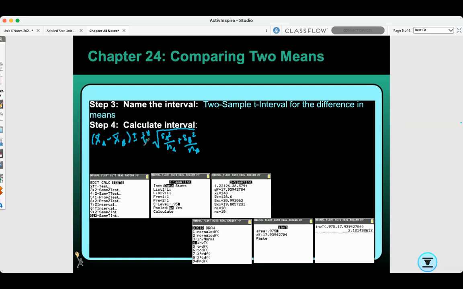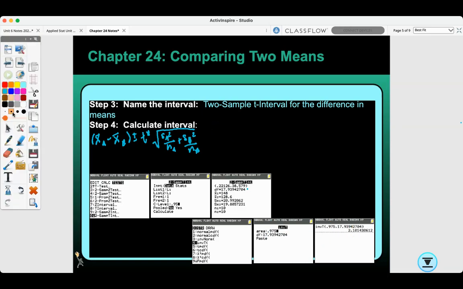Now, we also need to be able to find t star. To find t star, you need the degrees of freedom. They give you the degrees of freedom right here. Okay, so to find t star, you would go to distribution, which is the second in bars key, and choose number 4, inverse t. Our area is measured from the left, so it's 0.975 because you have that 0.025 on either side of the curve. We go ahead and we plug our degrees of freedom in, you choose paste, and it gives you your t star of 2.101 about is what we're going to use.